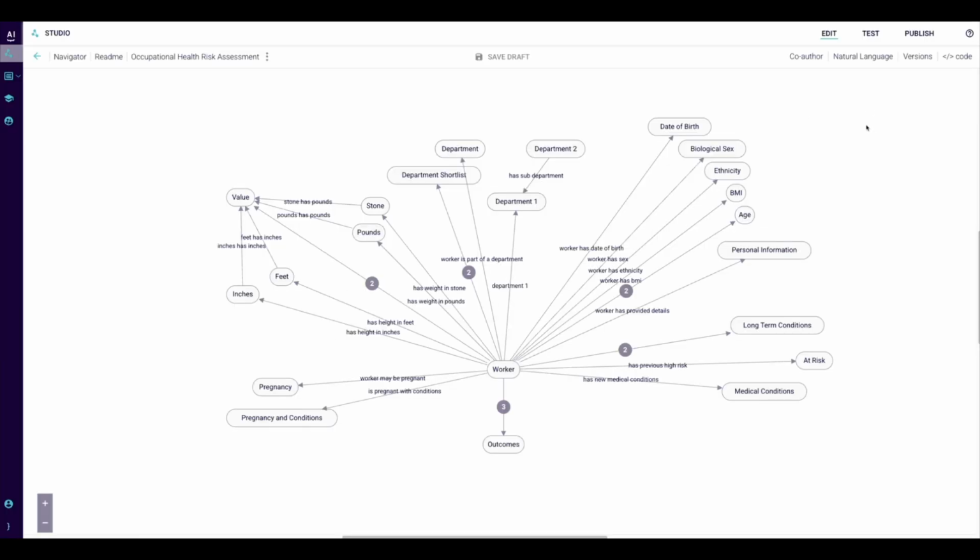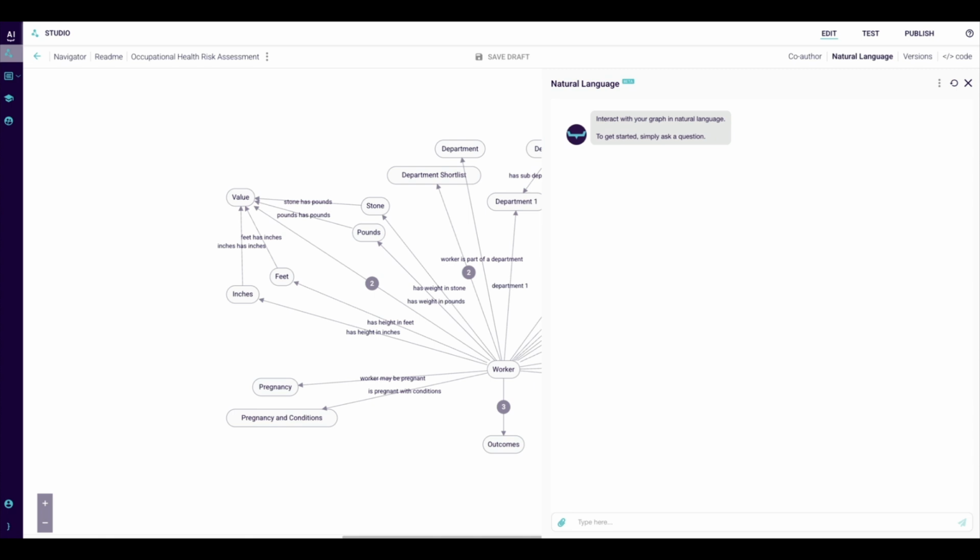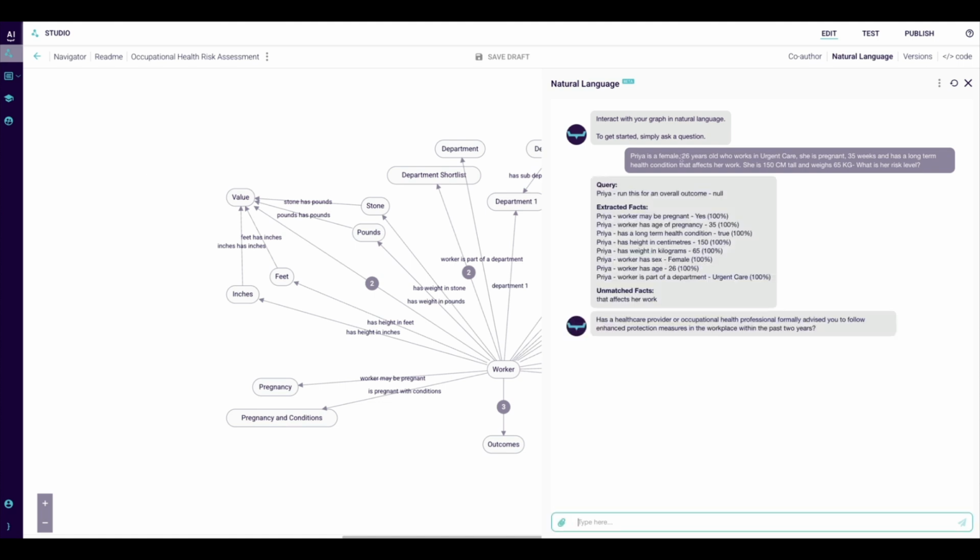Now let's see how the same assessment works through a natural language interaction. We can test this using the natural language chat feature. We'll input a question. Priya is a 26-year-old woman working in urgent care. She's 35 weeks pregnant, has a long-term health condition, and her weight and height are provided. We are running this in debug mode so we can see what is happening behind the scenes.